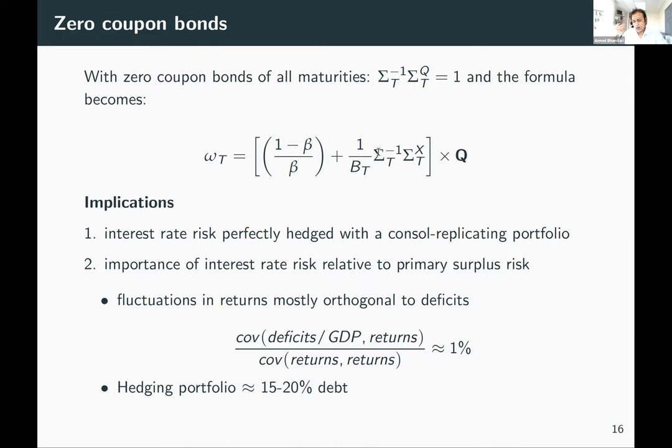So what we find from the empirical exercise is that returns are quite volatile, and a lot of the fluctuations in the returns are uncorrelated with the deficits. So if you compute this ratio, where we just mechanically take deficits relative to GDP and returns and divide it by the covariance of returns, that number is like 1%.